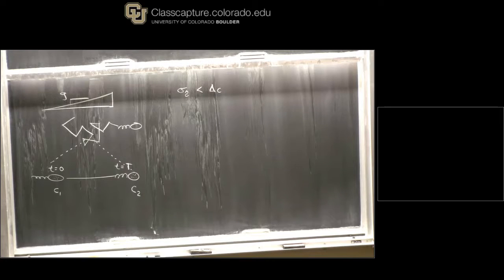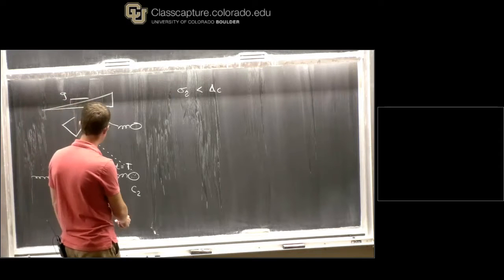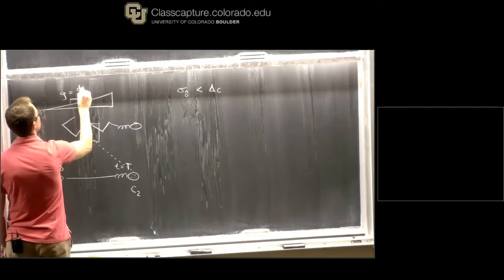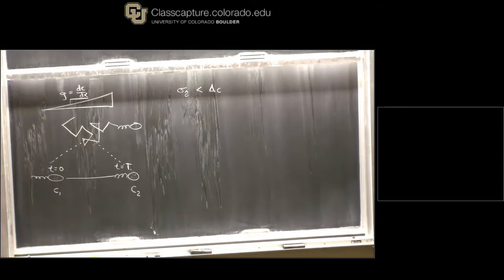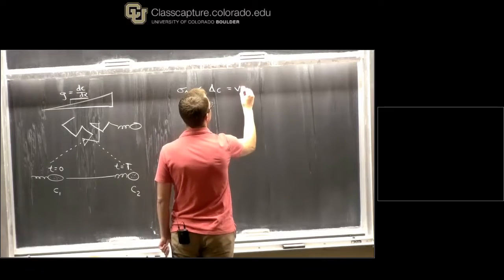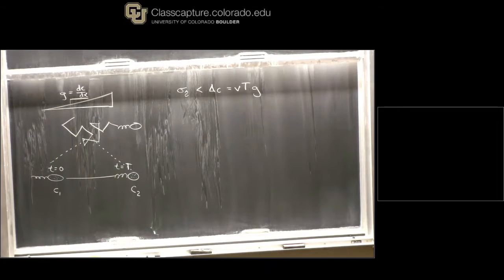And delta c is easy to figure out, right? It's just going to be given by how fast the cell is running times the concentration gradient, because this is just dc/dx, times the amount of time that the cell runs, right? The velocity times the time is the distance it moves. The distance times the gradient is the change in the concentration. So this is v t g, right?